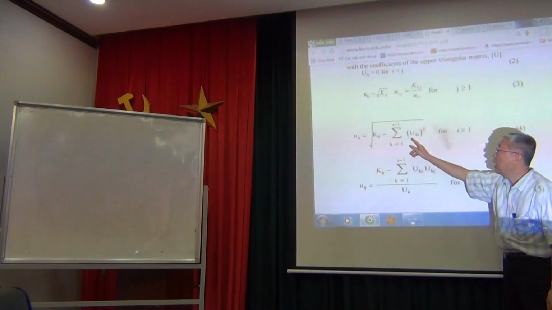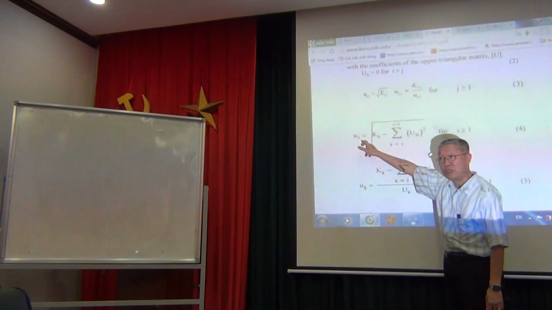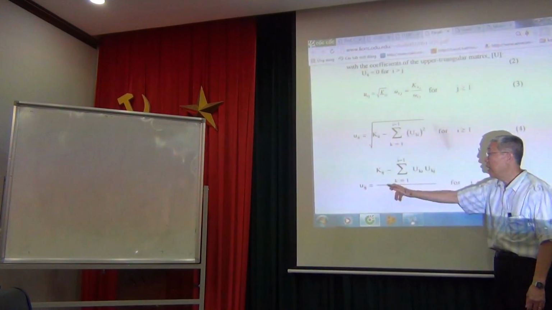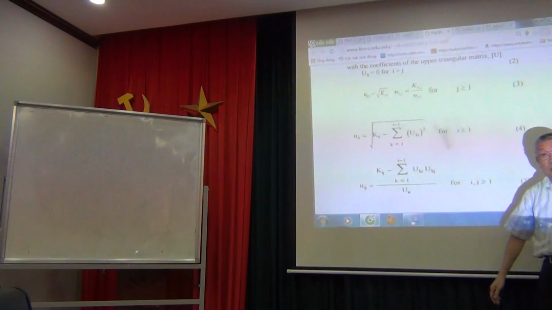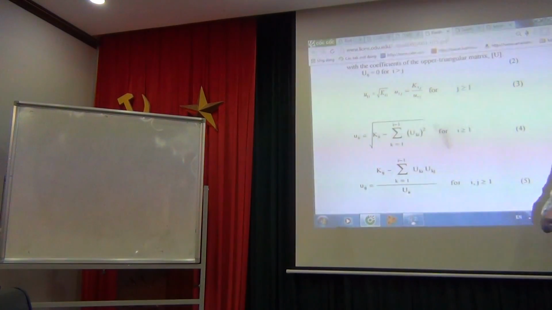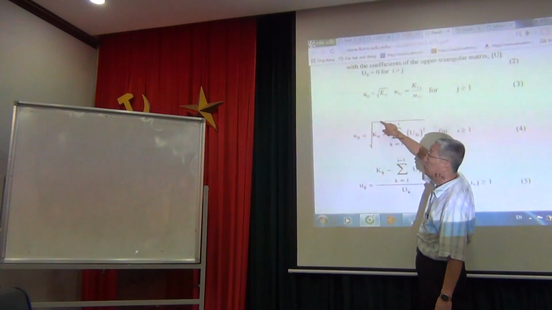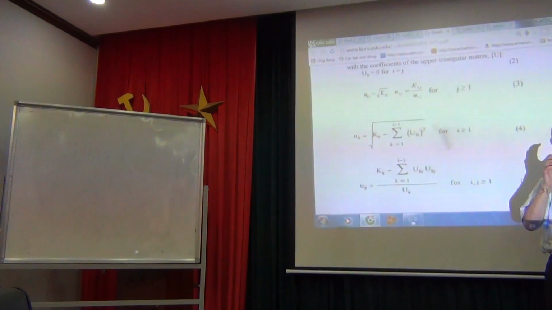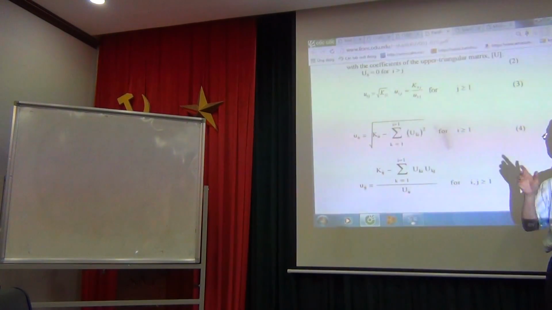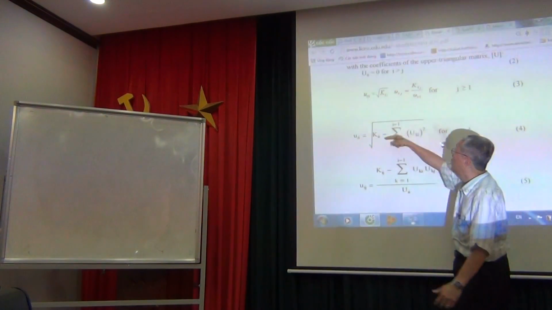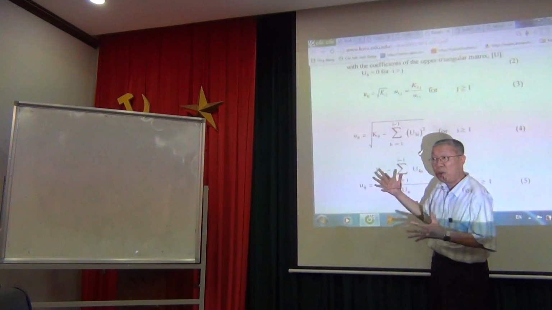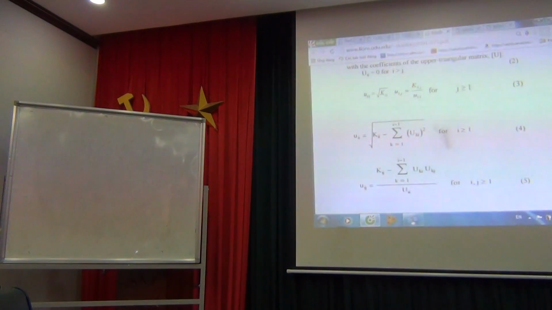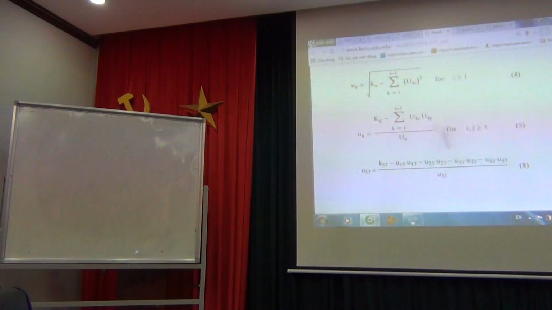Equation 4 helps you find the diagonal term. Equation 5 helps you find the off-diagonal term. Remember, we have a square root operation, and that's why we require the matrix to be symmetric positive definite. Because if it is not positive, then you take the square root of a negative and we have a problem. So that is the story we had last time.